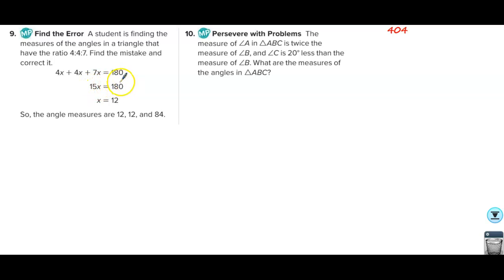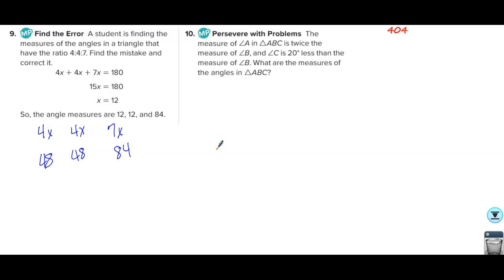And they said, okay, 180 divided by 15 is 12. So they said the measures of the angles are 12, 12, and 84. Okay, what did they do wrong? No, the angles were 4x, 4x, and 7x. Well, they multiplied 7 times 12, but they didn't multiply the 4s. These should have each been 48. And this should have been 48, and this one is 84. Their measures don't even add up to 180 degrees.